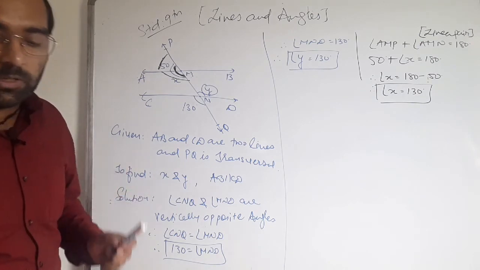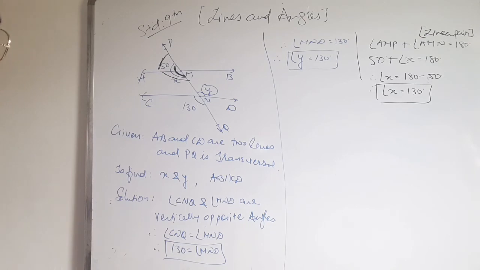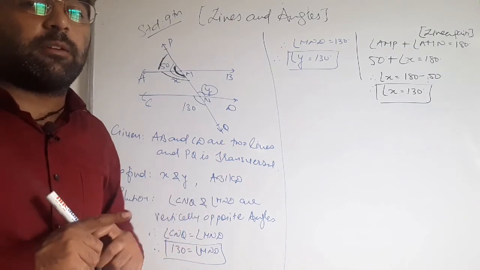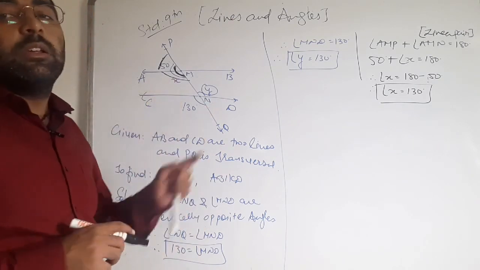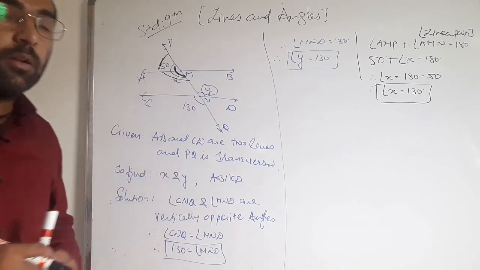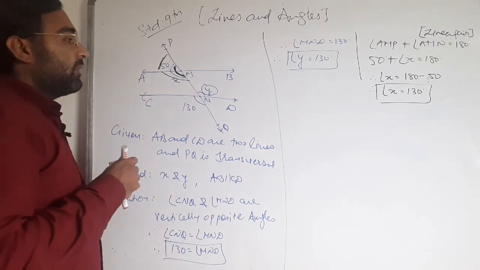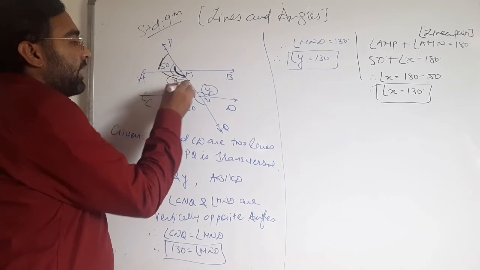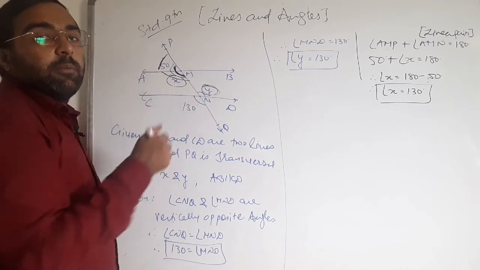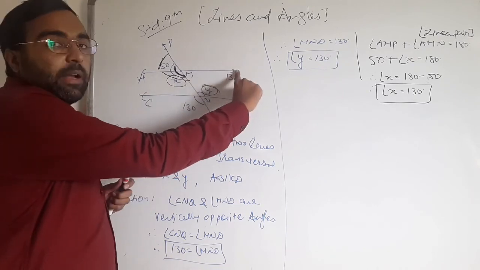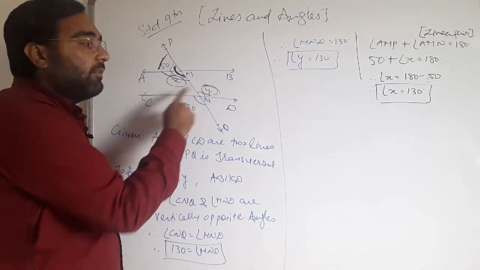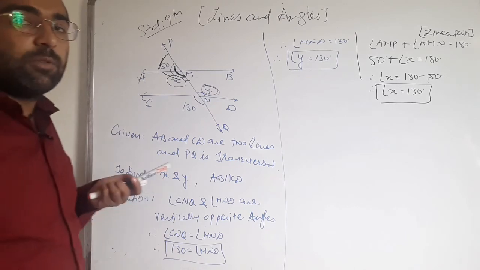Here, students, PQ is a transversal, and AB and CD are only two lines; they are not given as parallel lines. In this question AB and CD are two lines only, not given as parallel lines. We have to prove that they are parallel. So for that we can see that here is X and here is Y. Both of them are equal and they form the alternate pair of angles. They are both in the interior part and make a cross section. So both of them are a pair of alternate angles.